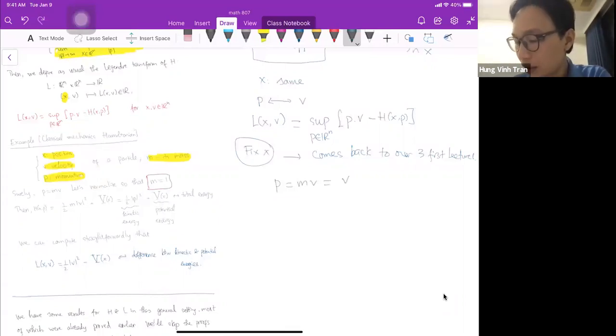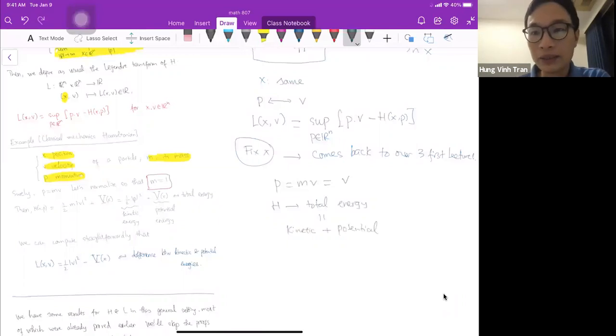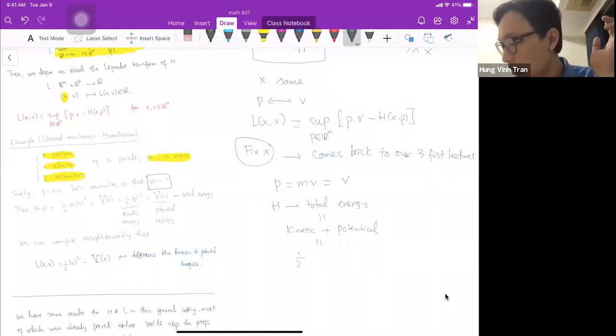And then we have the Hamiltonian, as we have learned, which is the total energy. So this equals kinetic energy plus potential energy. The kinetic energy is 1/2 times mv squared. But because m is 1 and P equals V, even though there are differences in terms of units, if we take away all the units, this is exactly 1/2 of P squared plus V of X. This is the potential energy. Okay.